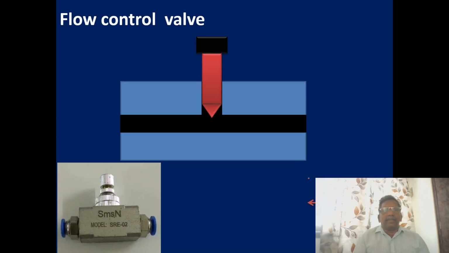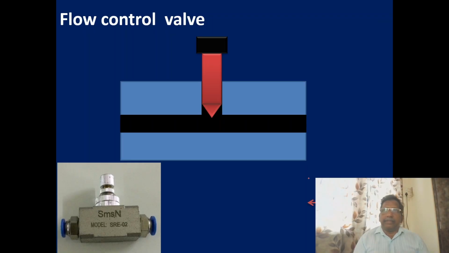Okay. Then another one, we have seen the flow control valve. So we have seen direction control valves in a pneumatic system: different types such as 3 by 2, 2 by 2, then 4 by 2, 4 by 3, 5 by 2, 5 by 3. Now we are going to flow control valves.